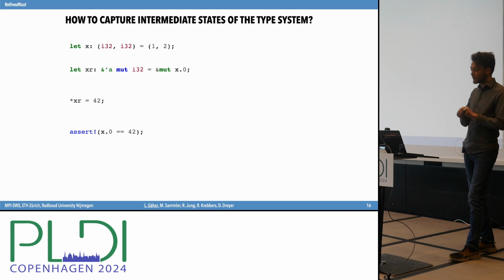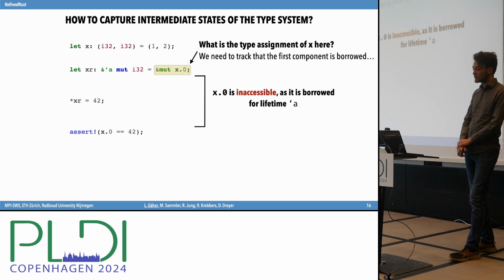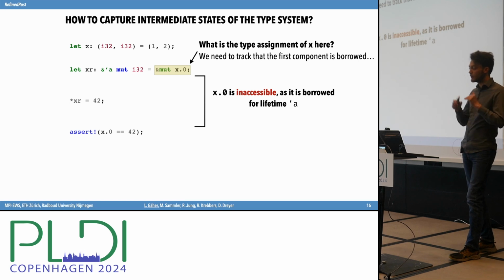So while the reference xr is alive, the first component is inaccessible, and if you use Rust and have used it before, this is something that Rust's so-called borrow checker will tell you. But how do we track that in RefinedRust's type system? Well, in a sense, the borrow of x.0 here changes what we can do with x.0, so its type assignment in our type system should change. But then we have to figure out what type we need to give it.